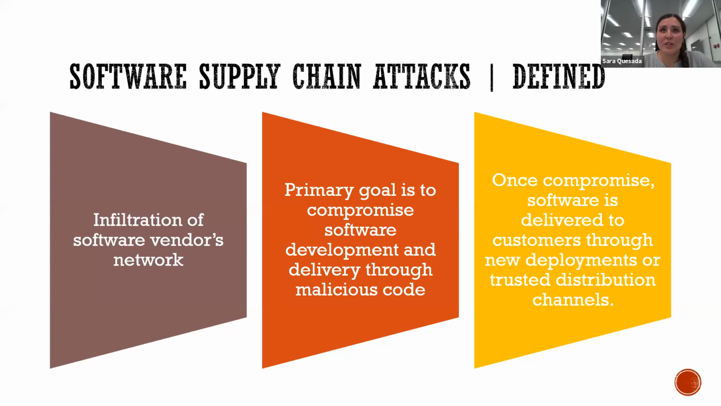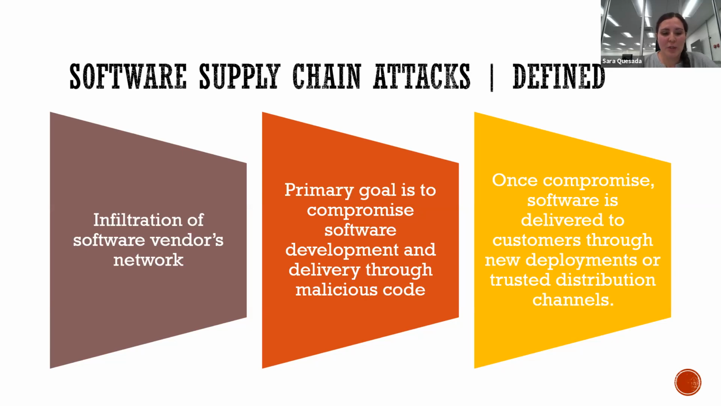So what is a software supply chain attack? What are we talking about when we refer to a software supply chain attack? Per the CISA and NIST Defending Against Software Supply Chain Attacks publication, which was released in April of 2021, a software supply chain attack occurs when a cyber threat actor infiltrates a software vendor's network. They find some way to deploy malicious code and to compromise the software before the vendor sends it to its customers. At that point, the compromised software is then distributed to customers through some sort of trusted distribution channel.